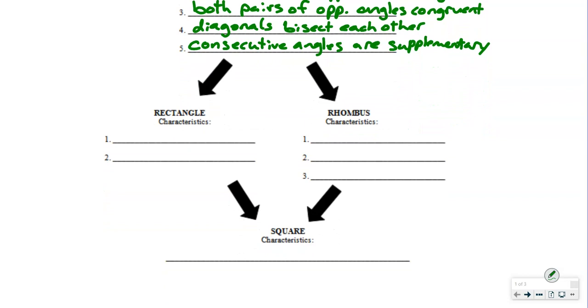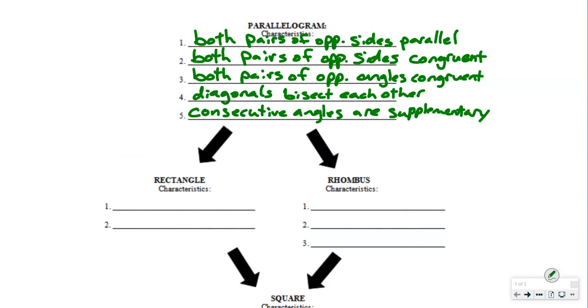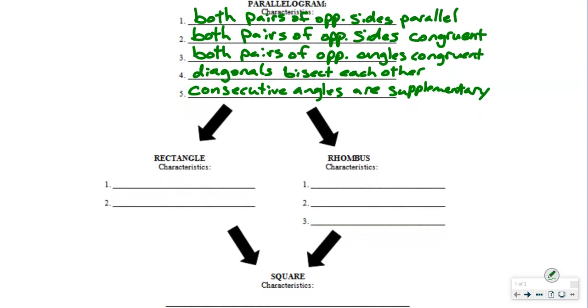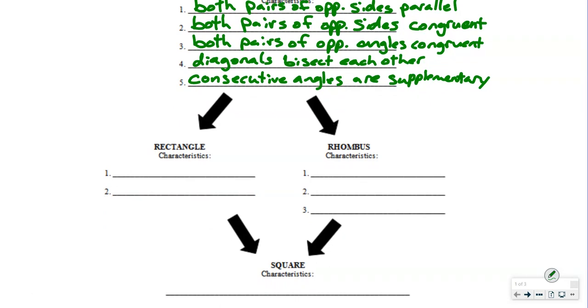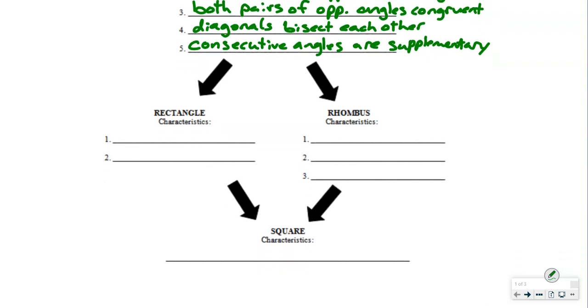Then next, we'll look at a rectangle. We're only going to be putting in 2 characteristics, but everything that goes with a parallelogram also goes for a rectangle. So all of these characteristics drop down as well. For a rectangle, both pairs of opposite sides are parallel and congruent. Both pairs of opposite angles are congruent. Diagonals bisect each other, and consecutive angles are supplementary. And in addition to that, with rectangles, we have 4 right angles.